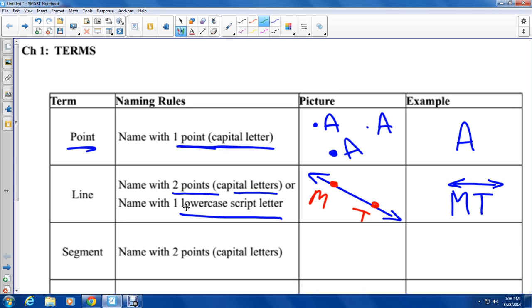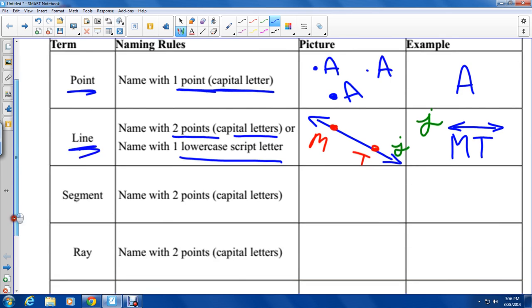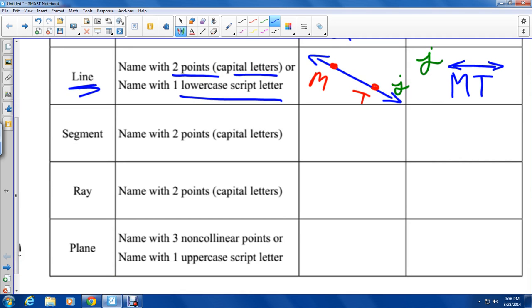Well, you saw in class we may have a lowercase script, let's say J, written right next to the line. Then you could write a lowercase script J as your name. You don't have to put a line above it. Don't put a line above it. It's just the lowercase script J. That's cool. Lowercase stands for a line. All right. That'll make sense in a minute, I think.